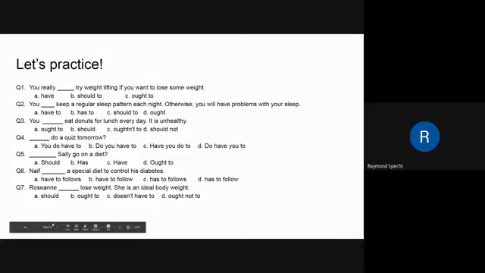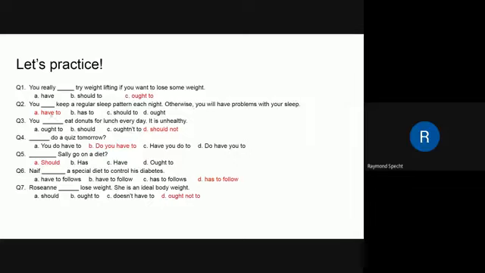All right, let's check our answers. Number one, you really blank try weightlifting if you want to lose some weight. Ought to. Number two, you blank keep a regular sleep pattern each night. Otherwise, you will have problems with your sleep.